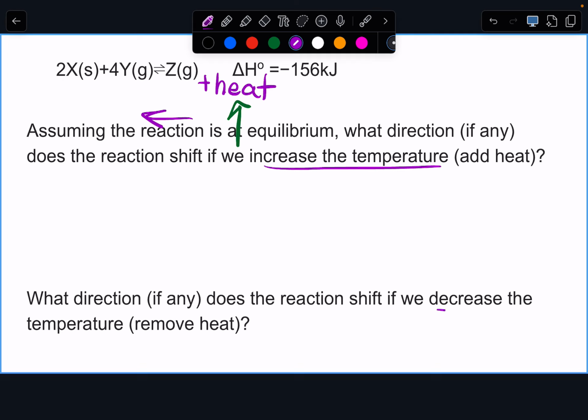And then like this one, if it was decrease, it's going to go back to make some of that. And draw those arrows again. So if I drop the heat, it's like we're missing some heat, right? We want that heat, we're missing some of it, so it shifts to make more of the heat.